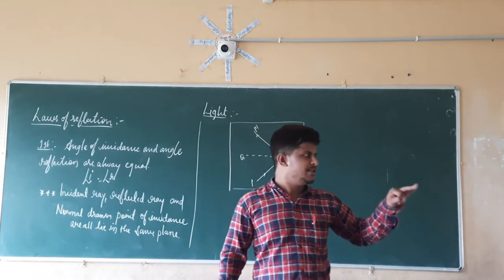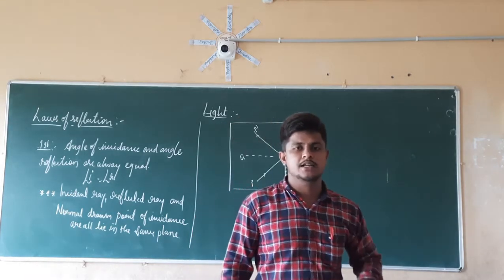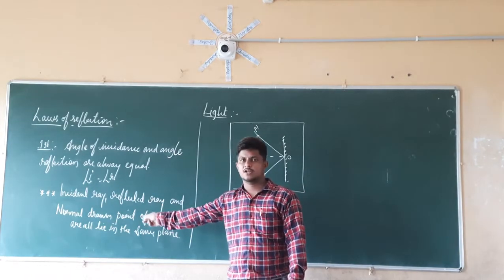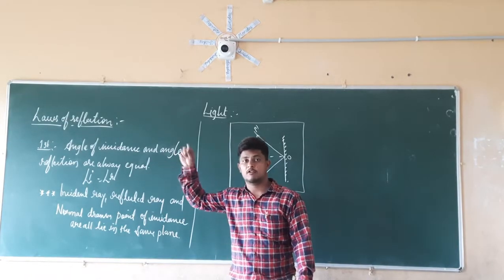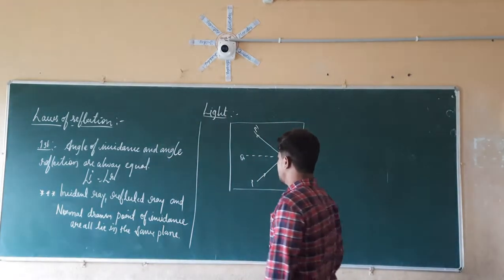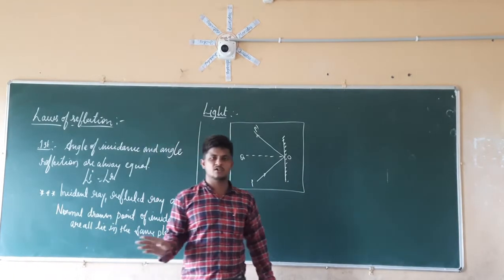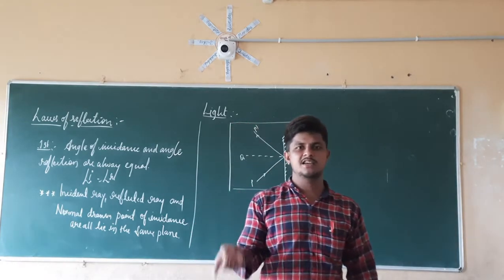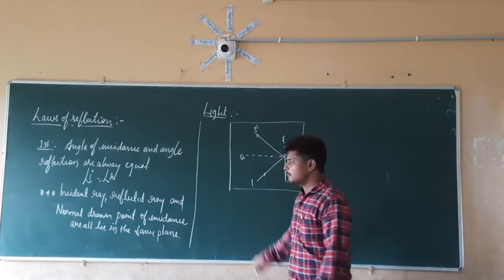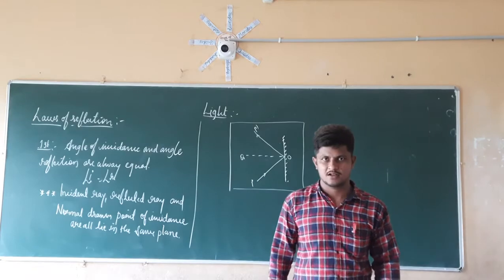In any case, anywhere you see a reflection occurring, that reflection is going to follow these two laws. These are the universal laws. They are followed and applicable everywhere. So I hope everything is clear about these two laws. The first one is angle I is equal to angle R. The second one is that the incident ray, reflected ray, and normal drawn to the point of incidence of the surface always lie in the same plane.